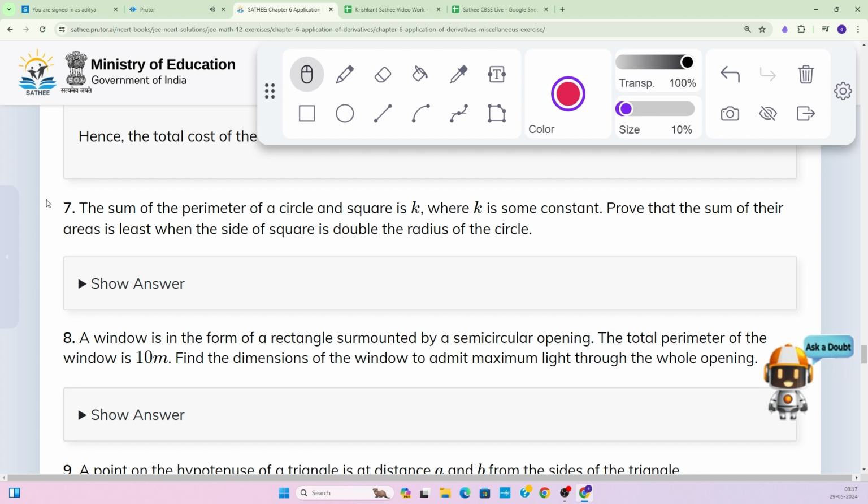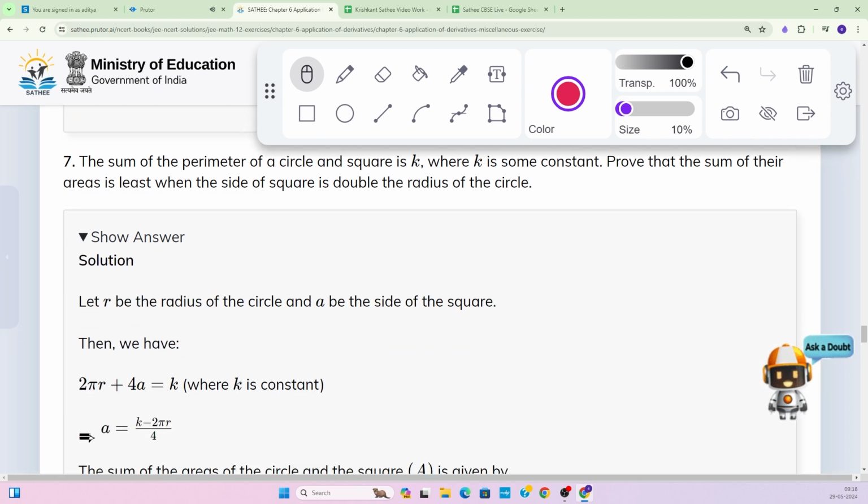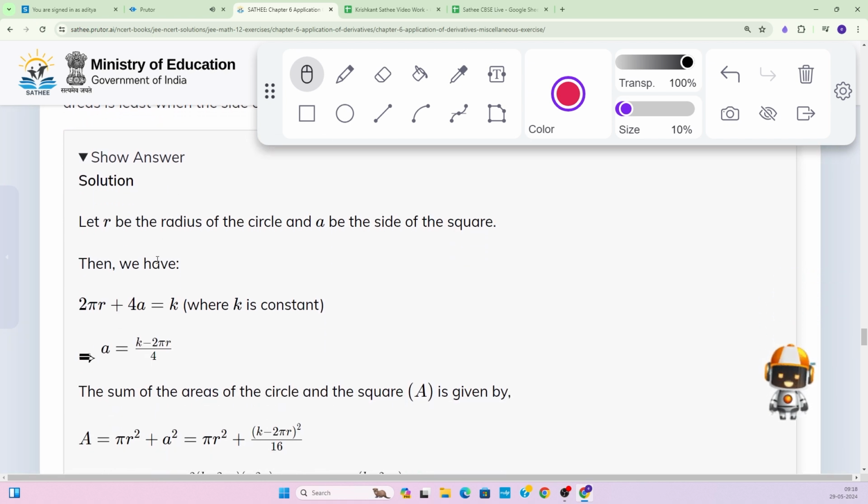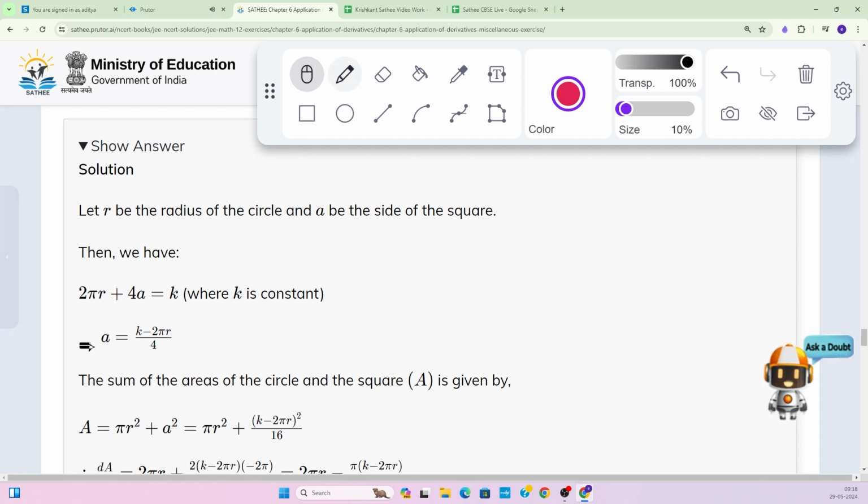The seventh problem says the sum of the perimeter of a circle and a square is k, where k is some constant. Prove that the sum of their areas is least when the side of the square is double the radius of the circle. Let's see. Let r be the radius of the circle and a be the side of the square, then 2πr + 4a = k, where k is constant. This means a will be this value.